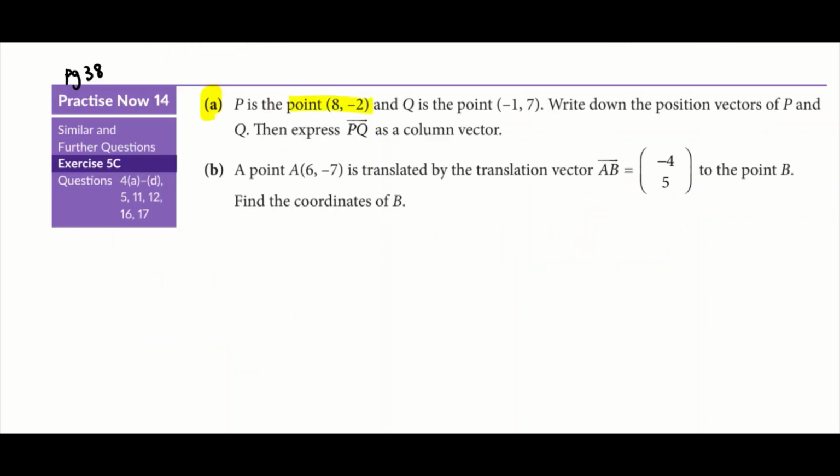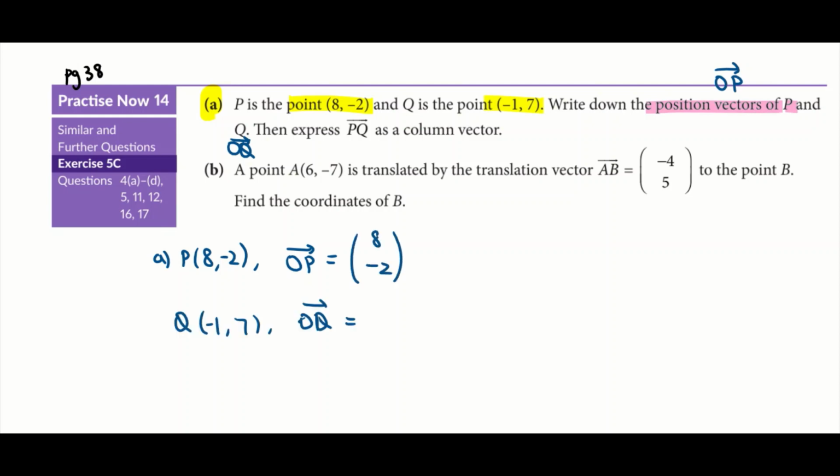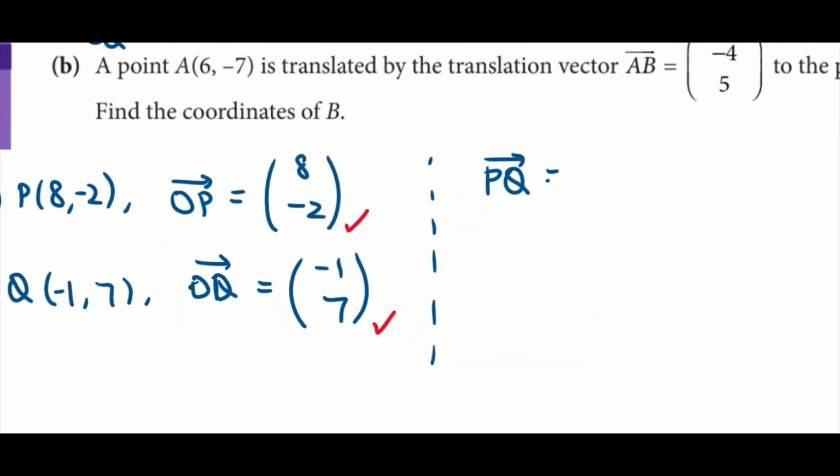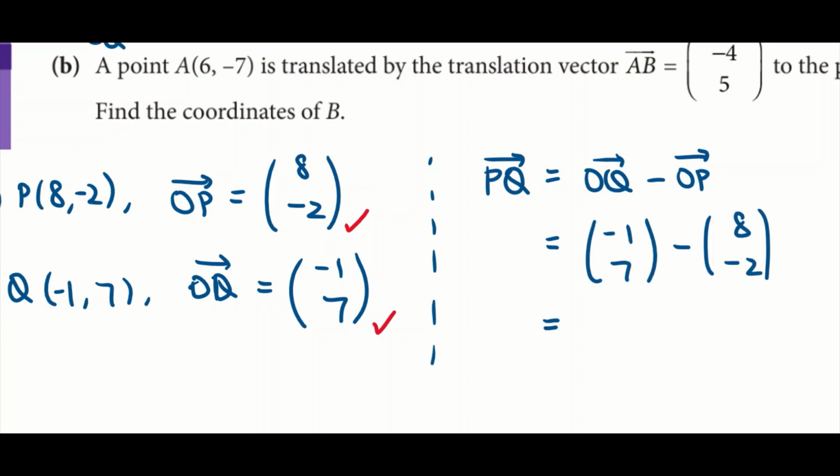Remember, if they give you points and they ask you to find position vector, your position vector is relating to the origin. So OP and OQ. If P is 8, negative 2, immediately, in 1 second, you should be able to write this: 8, negative 2. Immediately, when you're given coordinates of Q, you should be able to write negative 1, 7. So I mentioned PQ is related to the formula OQ minus OP. So I will just have to sub it in. Now I will find my combined vector. Answer is negative 9, 9.